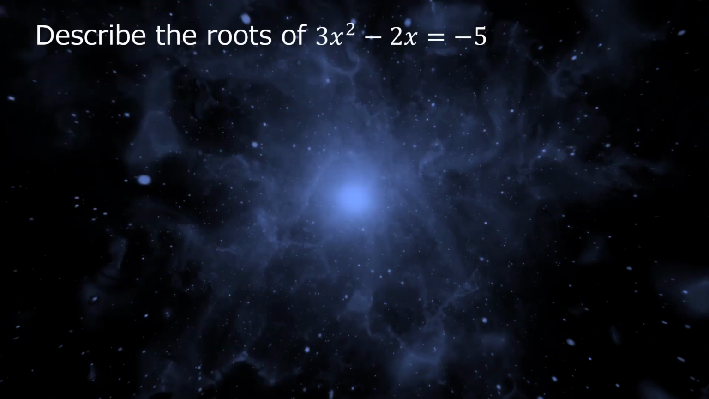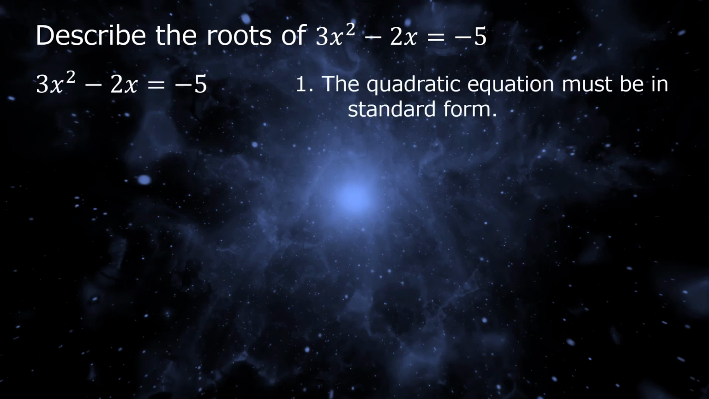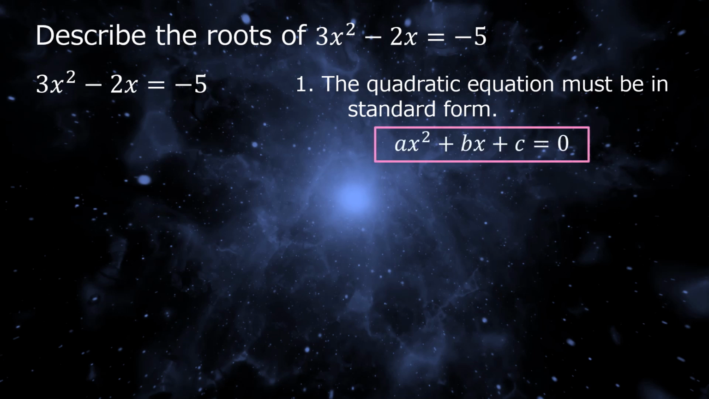Last example, describe the roots of 3x squared minus 2x equals negative 5. Let us bring down the given quadratic equation. The first step, the quadratic equation must be in standard form. The standard form is ax squared plus bx plus c is equal to 0.